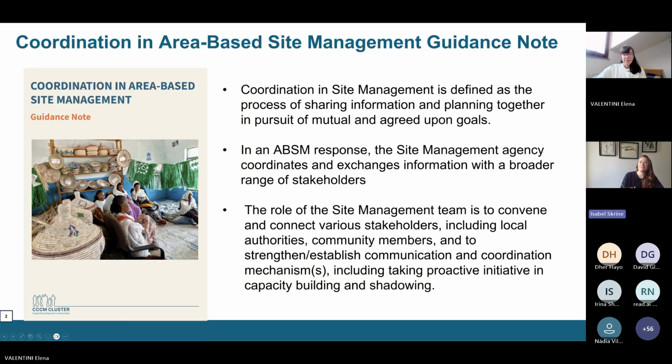Moving into this a little more closely, we look at coordination in site management as the process of sharing information and planning together in pursuit of mutual or agreed upon goals. Through coordination, the site management agencies applying the area-based site management framework ensure duplication is avoided, participation is enhanced, information is shared, humanitarian standards are applied, and human rights are protected. We do this more broadly, focusing on the role of site management as we connect to different stakeholders, making sure to centralize the role of local authorities and community members, so that they are well included and incorporated into the decision-making structures that we use within site management.